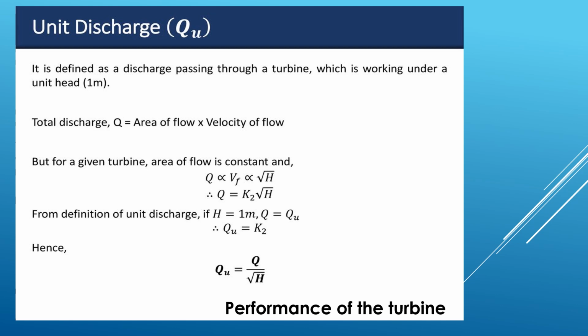Now the unit discharge. What is unit discharge? Here we can find out the discharge Q as area of flow into velocity of flow. But for a turbine, the area of flow is a constant and hence Q is proportional to Vf, which is proportional to root H. So that becomes Q is equal to K2 into root H. So for H equal to 1 meter, Q becomes Qu and hence K2 becomes Qu. So we get the expression as Qu equal to Q upon root H. So this is the performance of the turbine in terms of discharge.